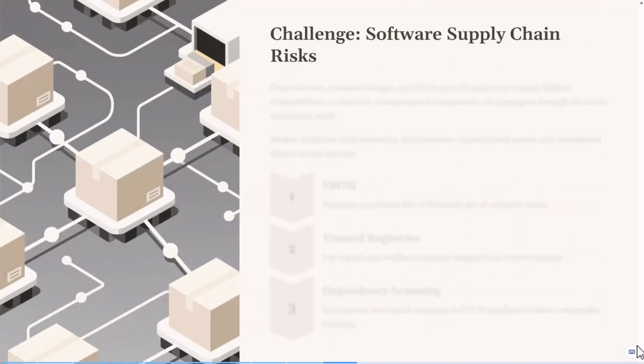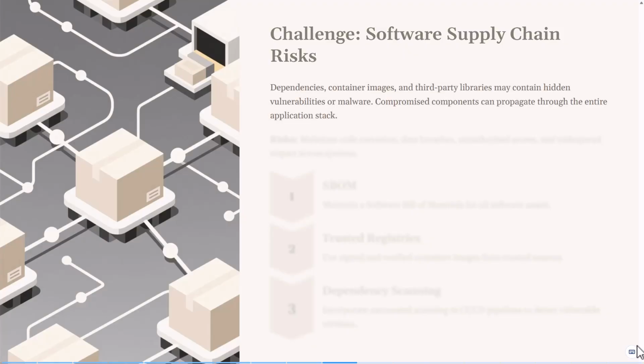Next we have software supply chain risks. The problem is sometimes the software we use, like libraries, container images, or third-party tools, can have hidden problems or malware. If we use them, the bad code can spread through our whole system. So attackers can run malicious code, steal data, get unauthorized access, and affect many parts of the system.